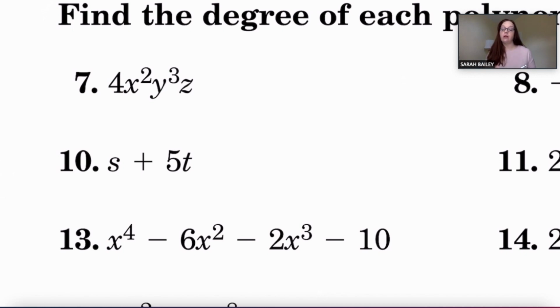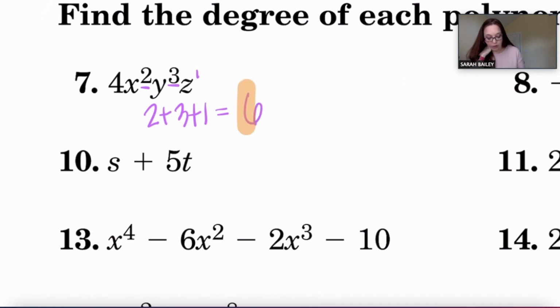Now, in number 7, I have a monomial, 1 term. Terms are separated by either the plus sign or the minus sign. So there's only 1 term here, 4x squared y cubed z. If I want to find the degree of this, I'm going to have to add up all the powers on my variables. And notice that z doesn't have an exponent. Remember, that's understood to be a 1. So the degree here is going to be 2 plus 3 plus 1, or 6. So this is a 6th degree monomial.